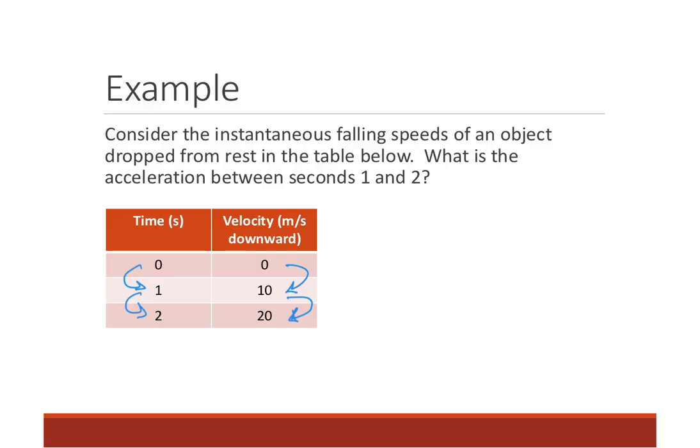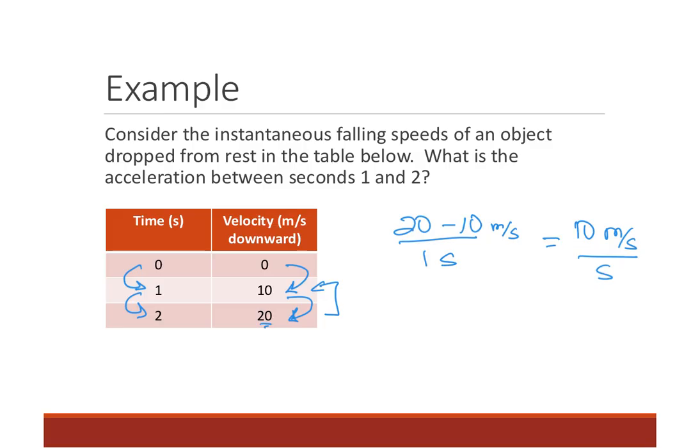So what's our acceleration that's happening between seconds 1 and 2? We're trying to figure out what our average acceleration is here. We take our final velocity of 20, subtract our initial velocity of 10 from it, and put it over the time, which is 1 second. So this is the meters per second, and this is 1 second. Of course, 20 minus 10 is 10. And so our answer would be 10 meters per second over second.